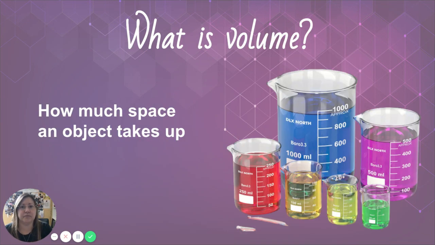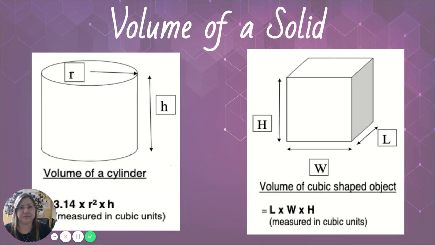What is volume? So volume is going to be the amount of space that an object takes up. And in order to measure volume, we're going to use something like a beaker or a graduated cylinder, and that will help us to determine the volume of a liquid. So the numbers that you see, these graduated numbers on the sides of these beakers, those are referring to the volume of a liquid. So when you're calculating the volume of a solid, you can use different equations.